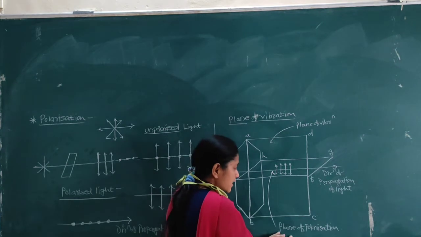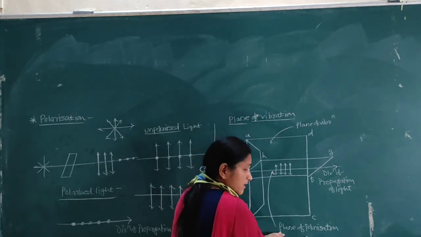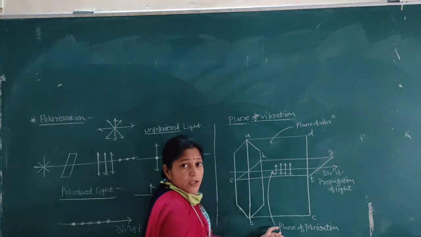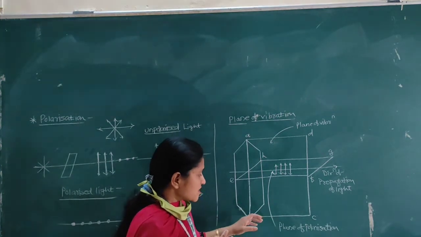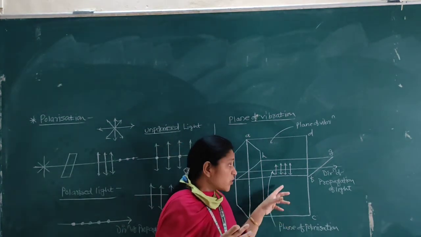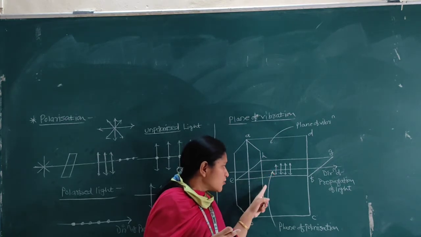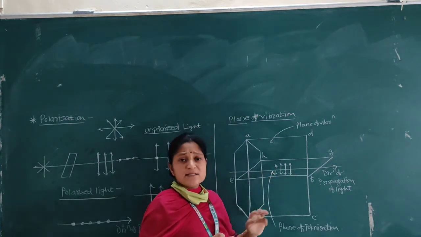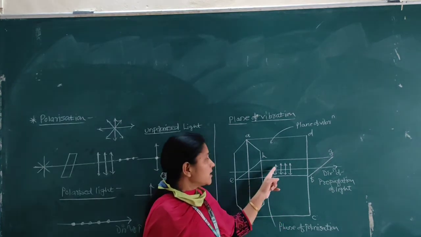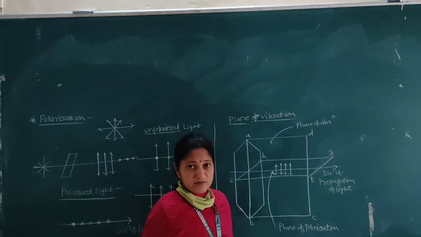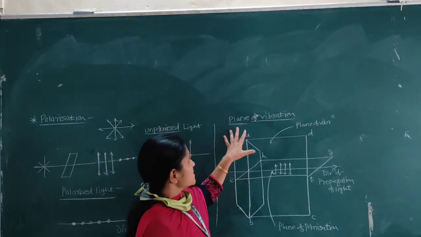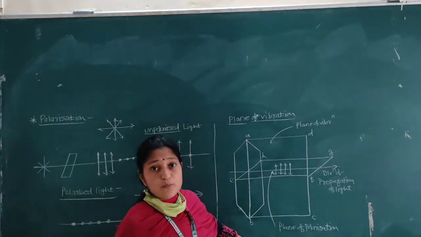Now second point, that is plane of polarization. A very simple definition. Plane of polarization means what? A plane which contains only the direction of propagation of light, with no vibration, is said to be a plane of polarization. Understood? So this is about the plane of vibration and plane of polarization.